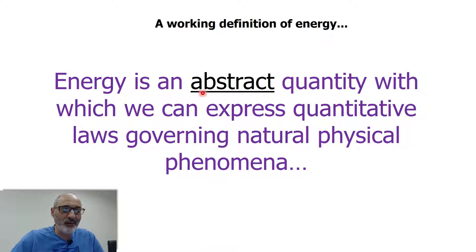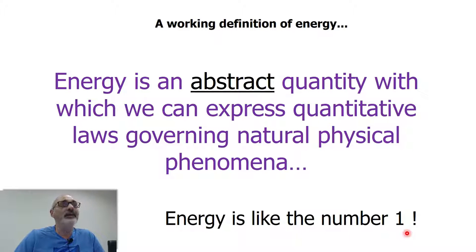In this definition, the most important word is abstract. By abstract, I mean that energy actually does not exist, okay? It's an abstract concept. It's like saying that energy is like the number one. The number one does not exist. It's an abstract invention, which we can use to count things, the number of birds in a tree, for instance, and make calculations. Energy is exactly the same thing. It's an abstract concept, and we can use it to express physical laws quantitatively. And the physical laws, they do exist. So it's a way of expressing these physical laws quantitatively.